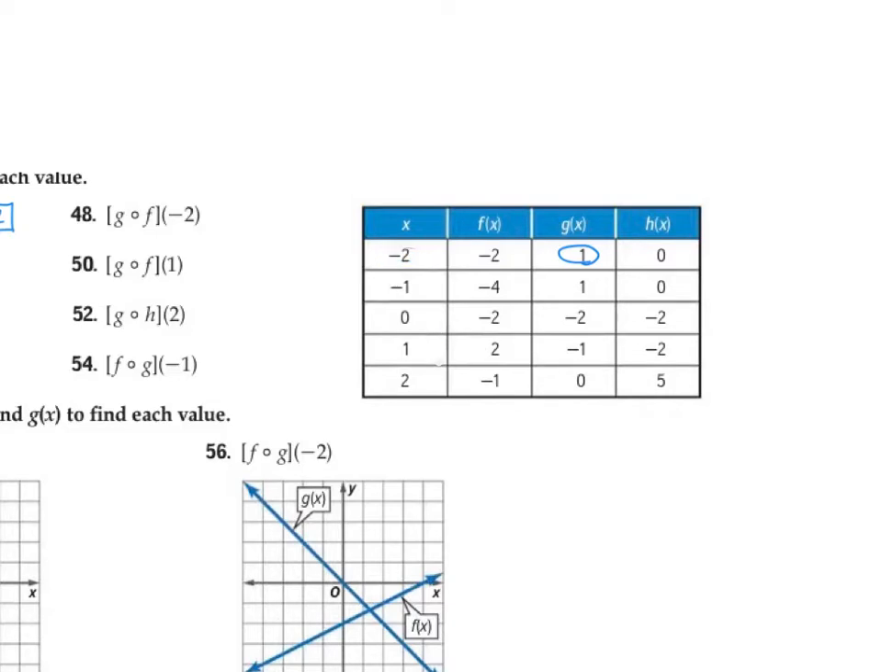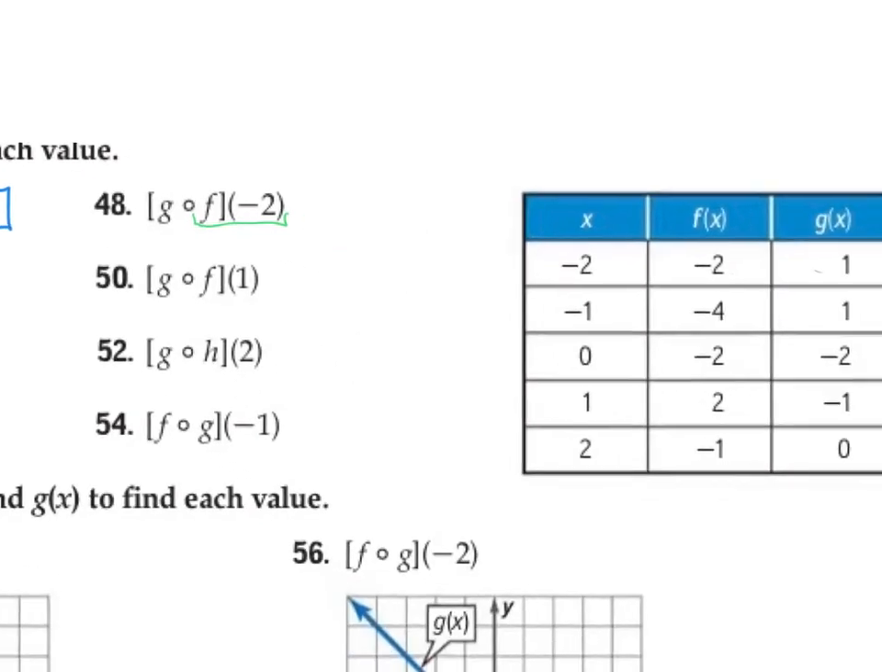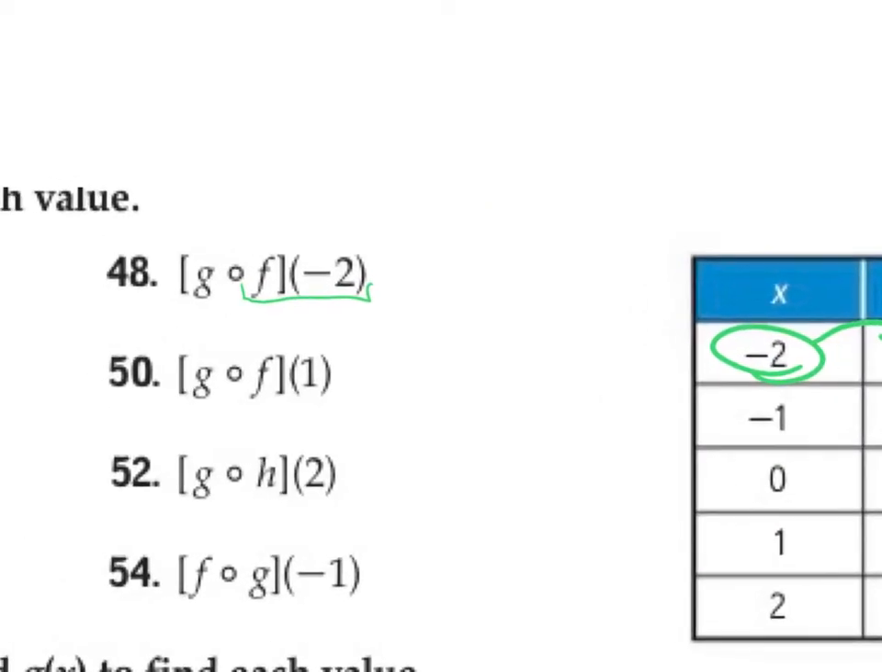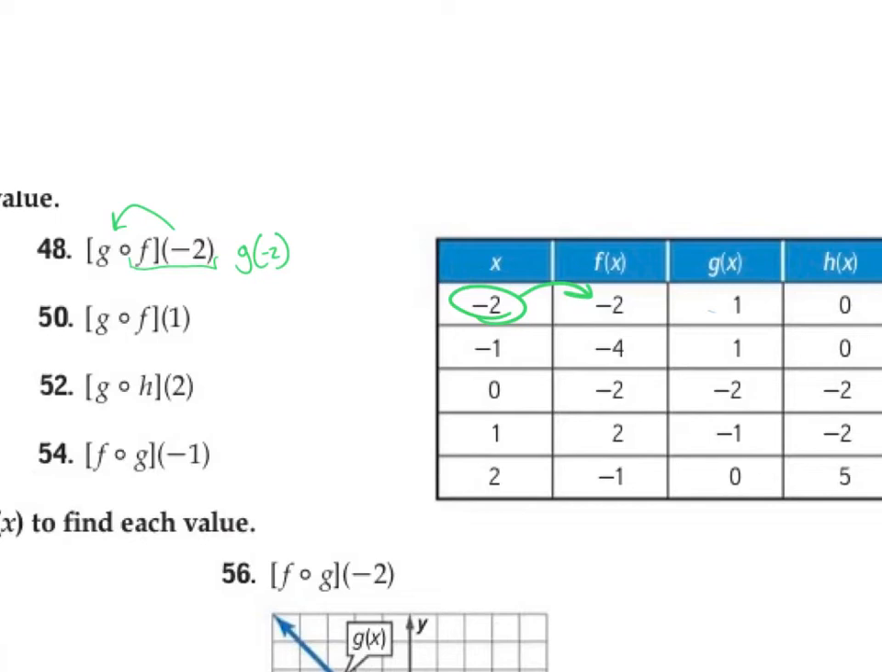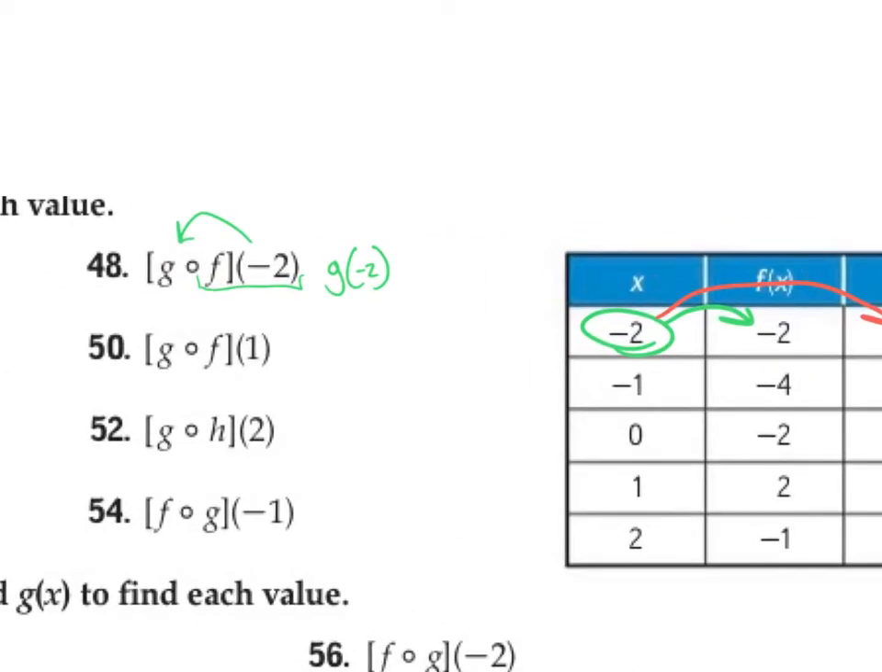So if we're looking at the next one, it is g of f of negative 2. So this is our stuffing for our turkey. We need to find f of negative 2 first. So I'm going to go to the negative 2 row, find f. It is a negative 2. So I'm going to take negative 2 and plug it into g. G of negative 2, same row, because I'm still using negative 2, leads me to an answer of 1.